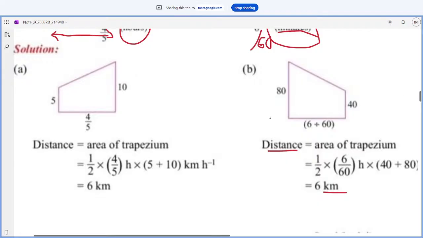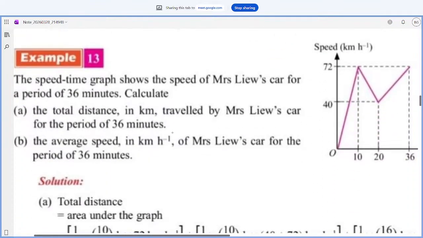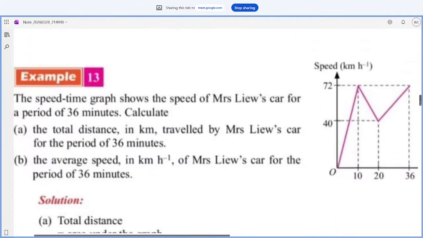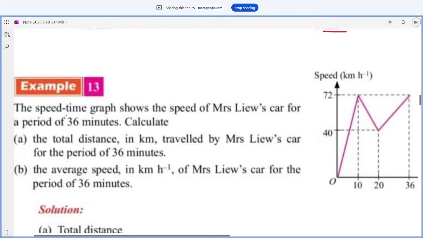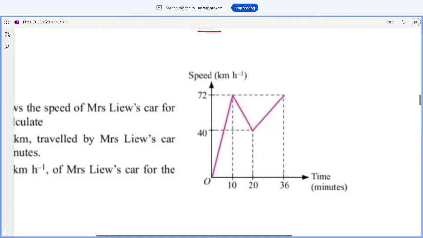Simple, right? You will use this a lot in the questions later on when you solve speed time graphs. This is an example of a question they can ask in the exam. Okay, this is the type. Okay, so they say the speed time graph shows the speed of Mrs. Liu's car for 36 minutes. Okay, so total time, jumlah masa is 36.